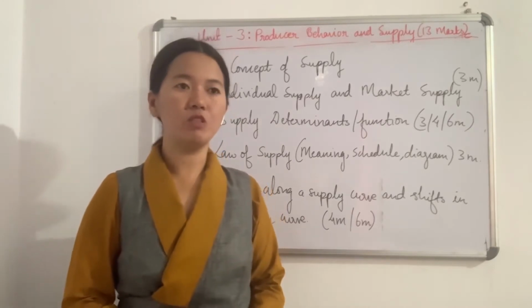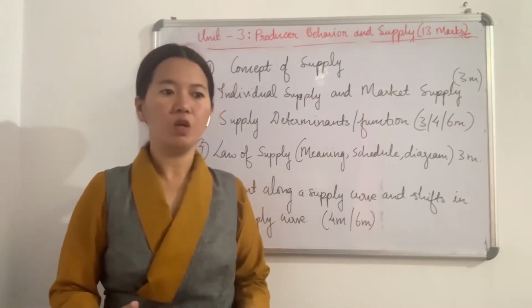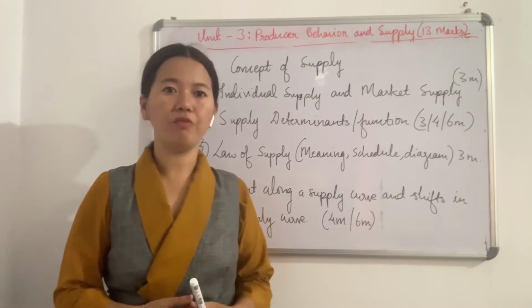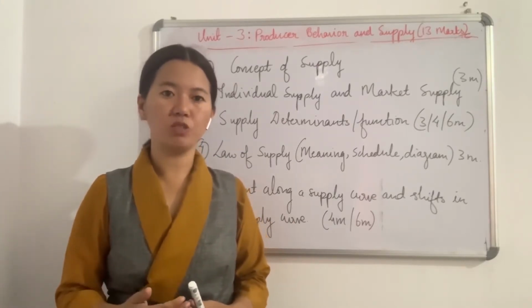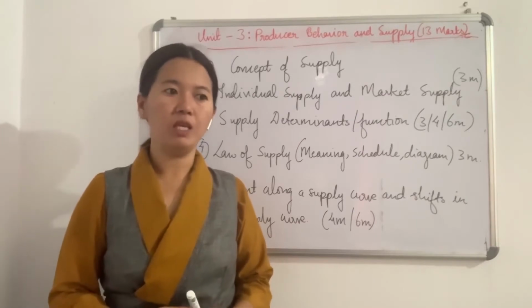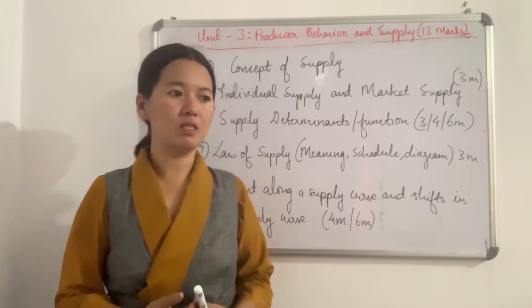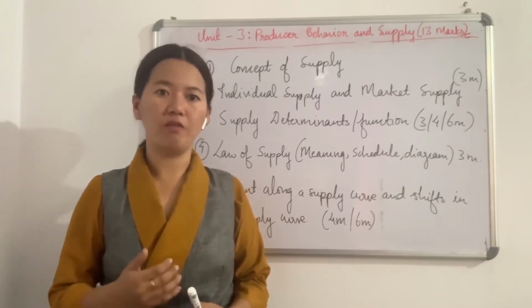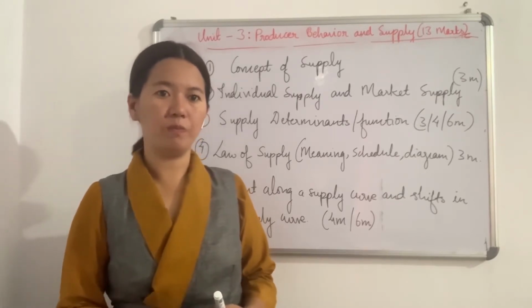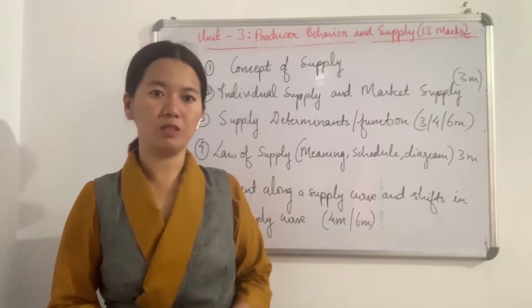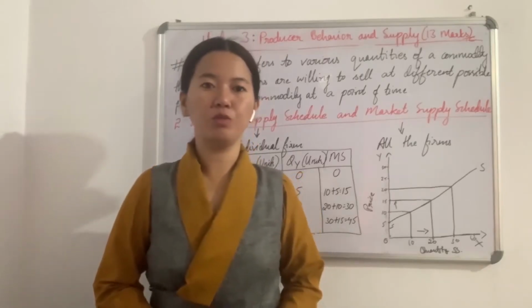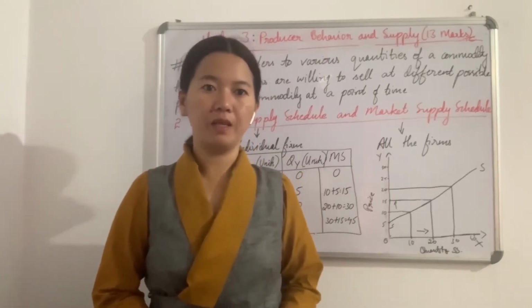In the previous 2 parts of the third unit, we learned the concept of product, then the types of product, production function, law of variable proportion. In the second part, we learned the concept of cost and revenue and producer equilibrium. In today's part, we are going to learn the supply concept. First, let us go through the concept of supply.